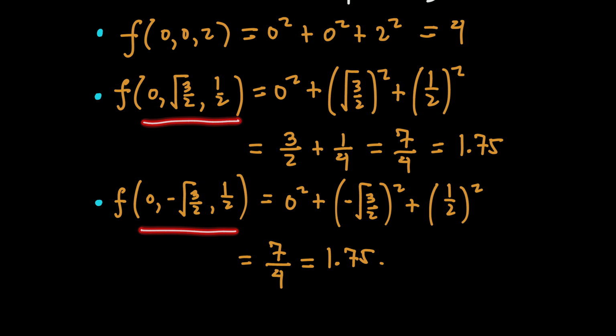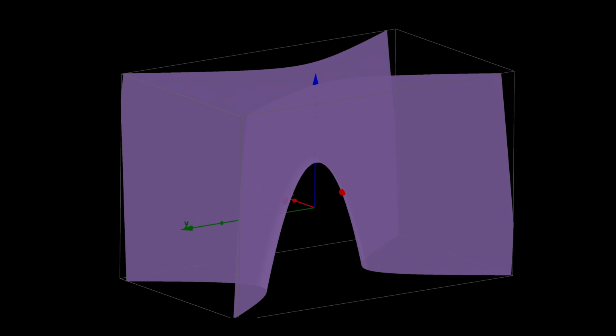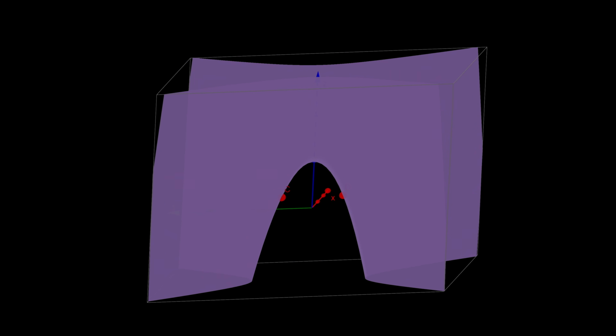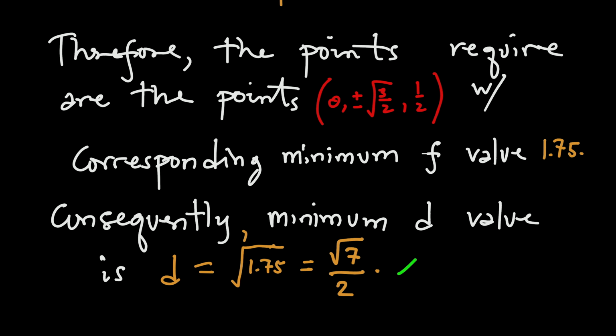Now, if you compare these values of f, the minimum value is obtained by these critical points. And hence, these are the points which correspond to the minimum distance. Visually, this is located in these parts of the graph of the hyperbolic paraboloid. And that's how you find the points corresponding to the minimum distance. Therefore, the points required in the problem are these critical points, with the minimum value of f equal to 1.75.